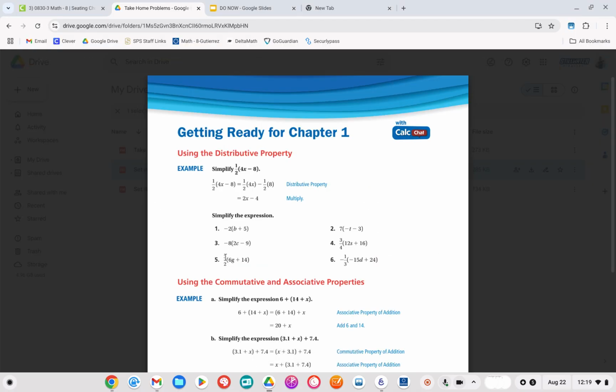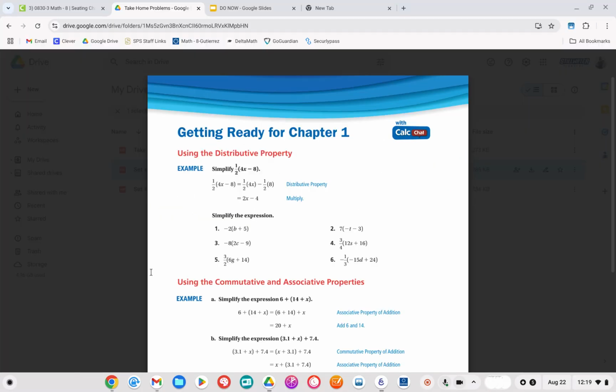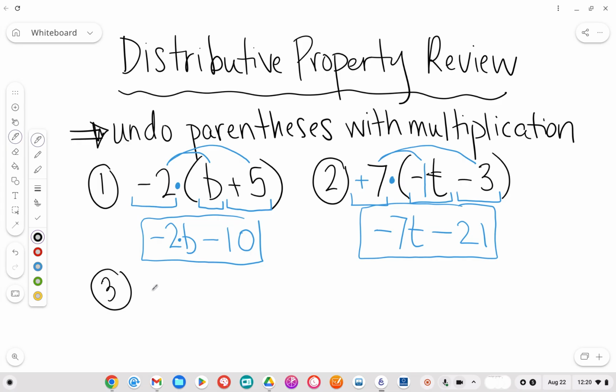So we're going to have -8 times the quantity 2c minus 9, all right? So we're on to number 3. Gosh, I already forgot what it was. -8 times the quantity 2c minus 9. Again, if you're watching the video to really get your take-home problems done, how about you pause the video, give it a try, and then push play again to check your answer, okay?